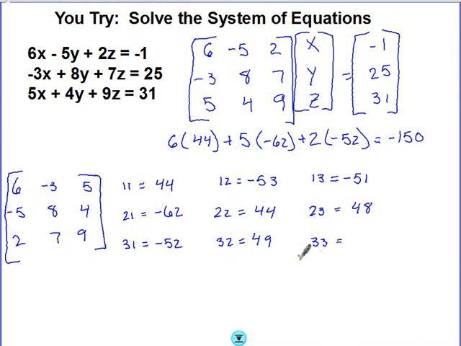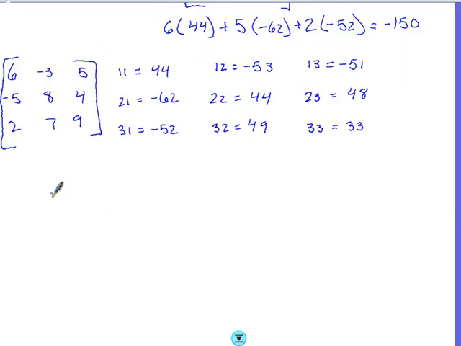And 3, 3 means third row, third column. So I have 48 minus 15, which is 33. Alright, so now I'm going to take these numbers and do the adjugate in one step. So the first row is keep, so keep 44, change negative 53, and keep negative 51. Then it's change, keep, change, and then the third row is keep, change, keep.